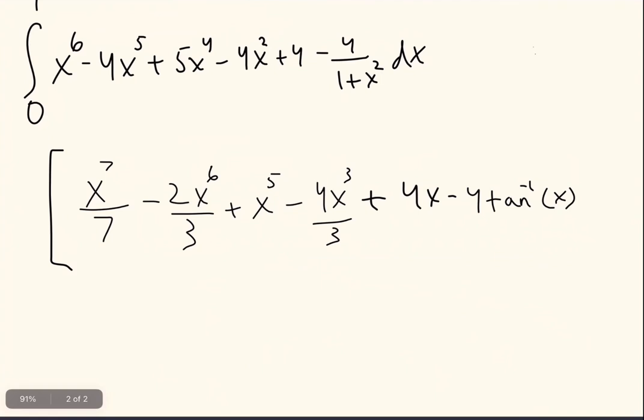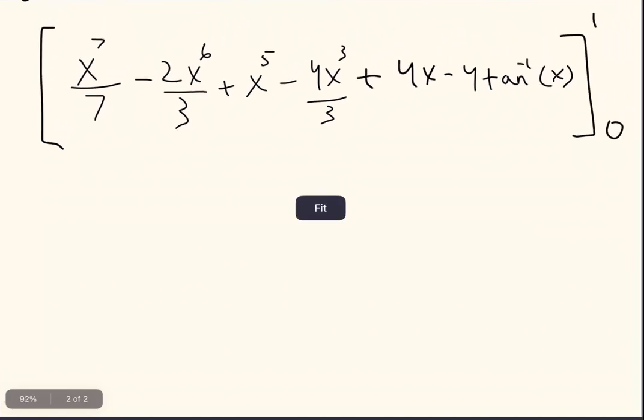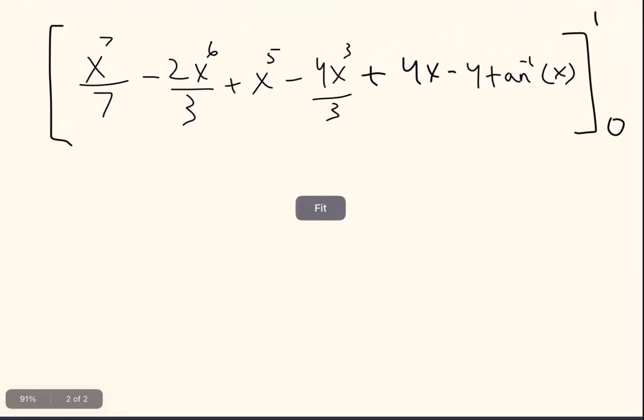Let me just delete that. And that's our final integral with the antiderivatives. And now we just solve this by plugging in 1 and 0. The nice thing is that we don't have to really focus on the 0 because everything would just become 0. So we just plug in 1 for everything and we find our final answer.